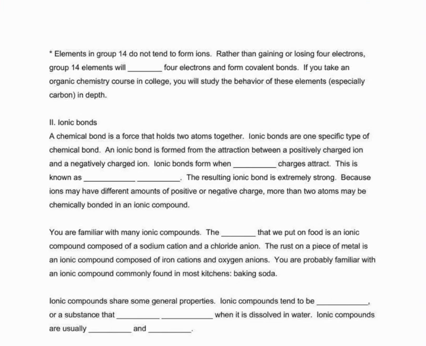So we talked about groups 1 through 13. We talked about 15, 16, and 17. Group 18 is the noble gases. They're already stable. The only one we didn't talk about was elements in group 14, and they don't tend to form ions at all. So rather than trying to gain 4 electrons or lose 4 electrons, group 14 elements generally share 4 electrons.